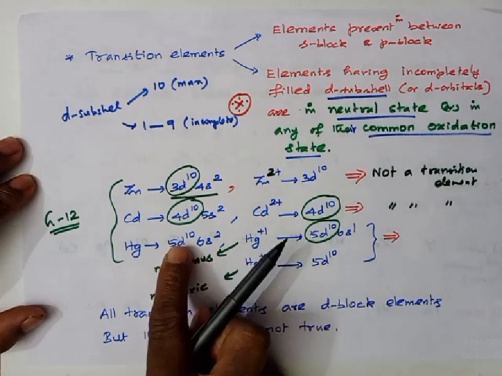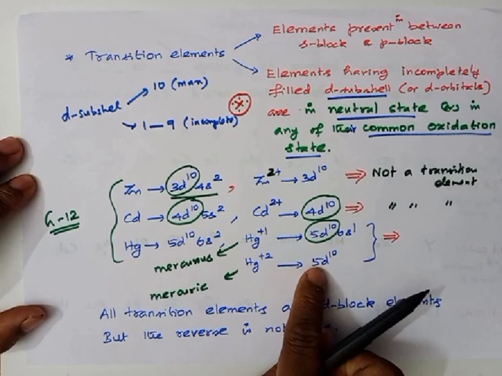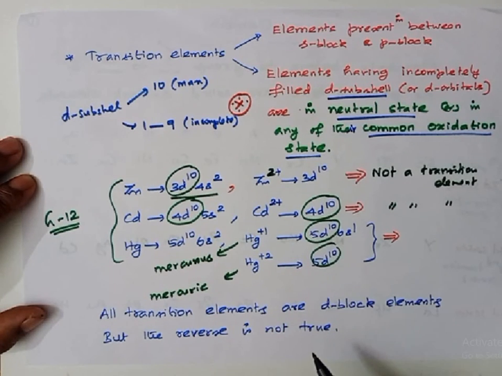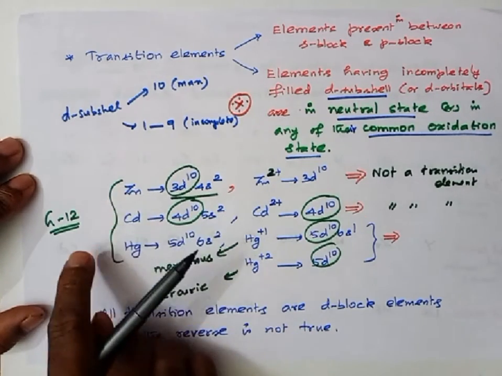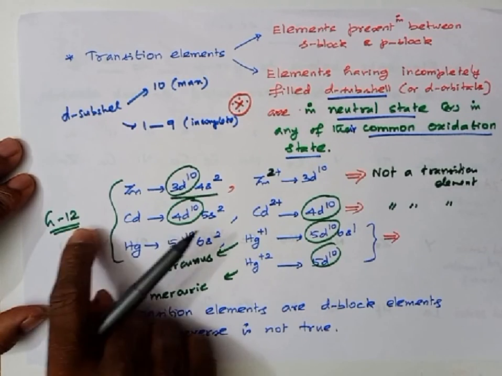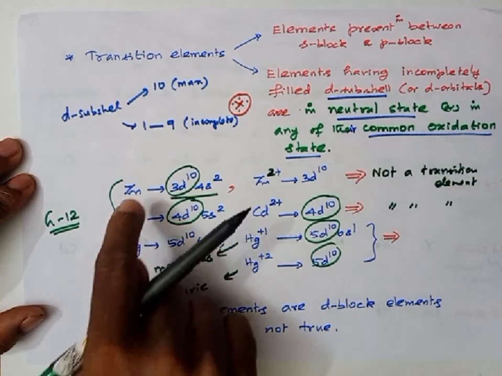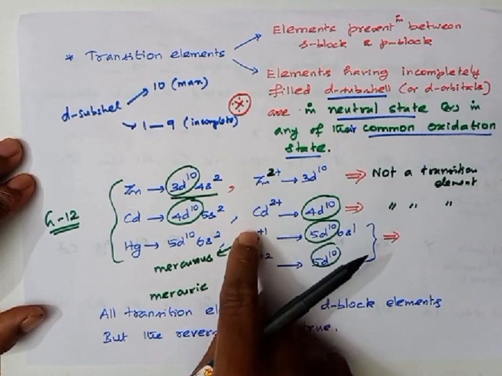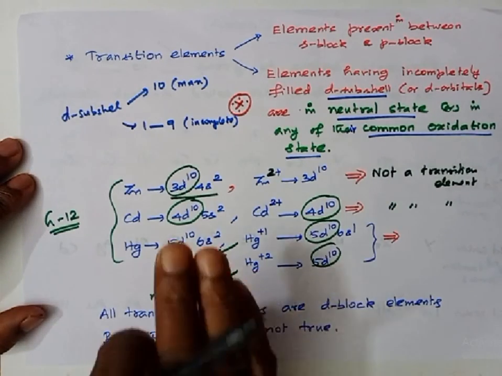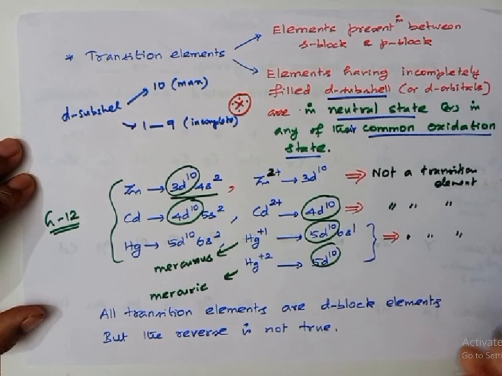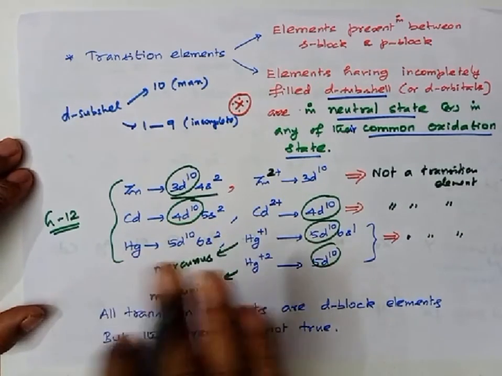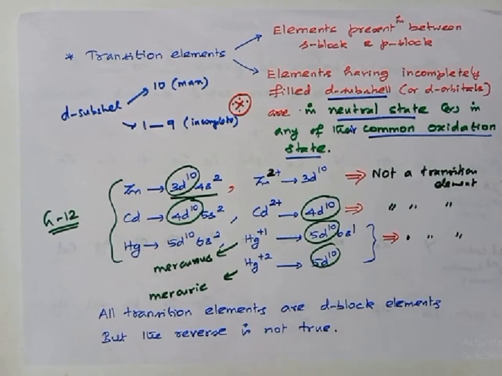Hg2+ means from mercury you remove 2 electrons from s, you will get 5d10, that is also fully filled. So now listen, student, zinc, cadmium, mercury, these elements belong to group number 12. In all these elements, in the neutral state or in their common oxidation state, the d subshell is fully filled. Therefore, these elements are not considered as transition elements. They are d block elements because they belong to group number 12. So they are d block elements, but they are not transition elements.